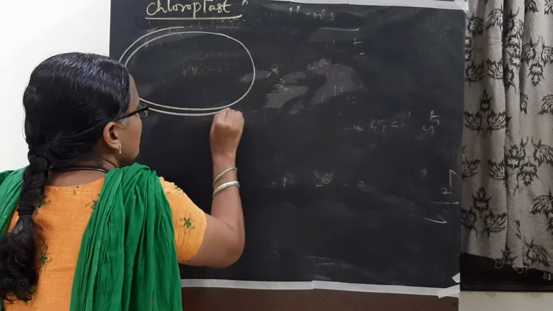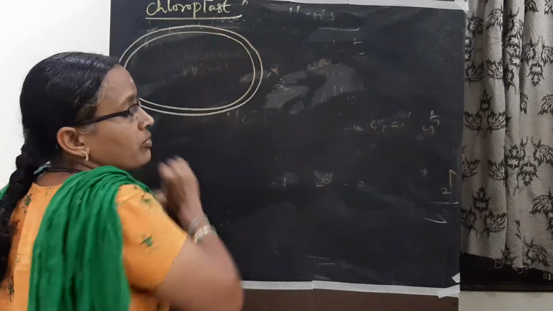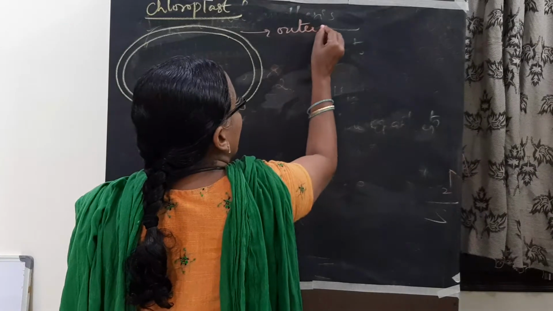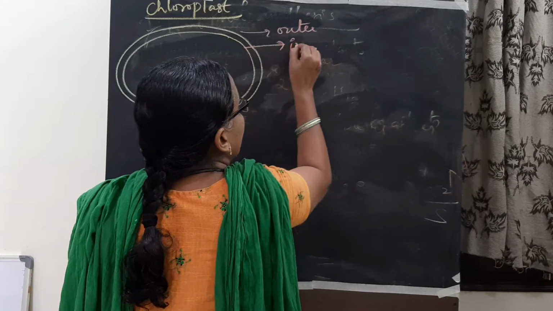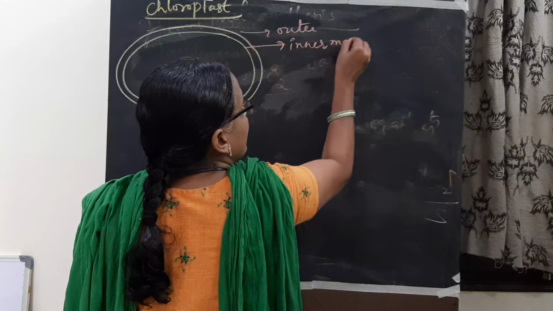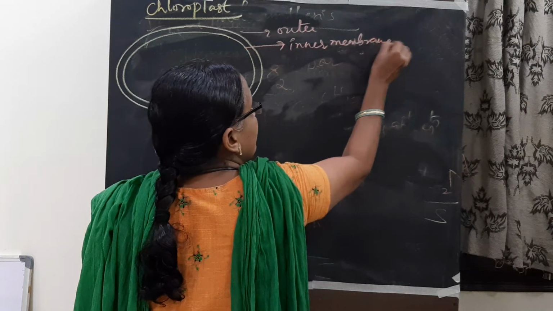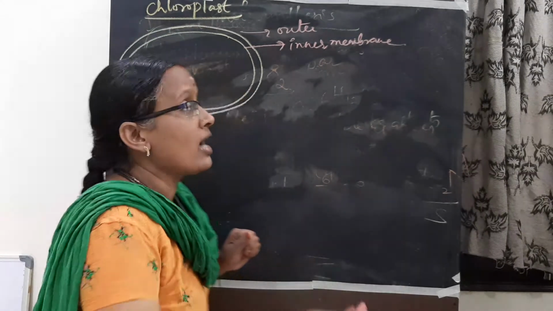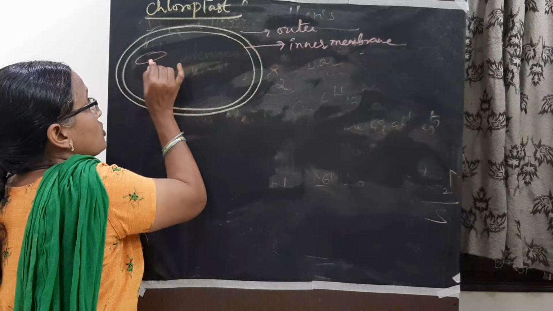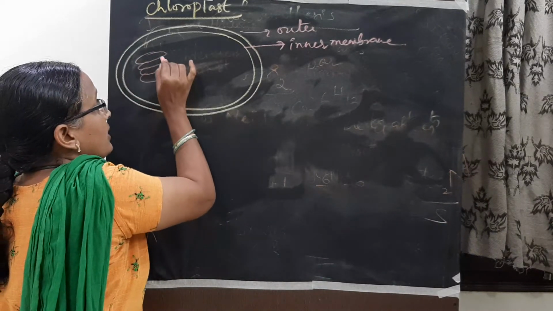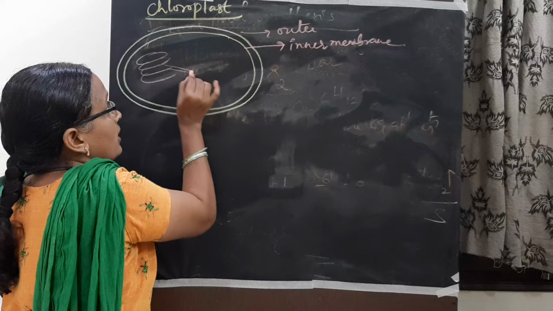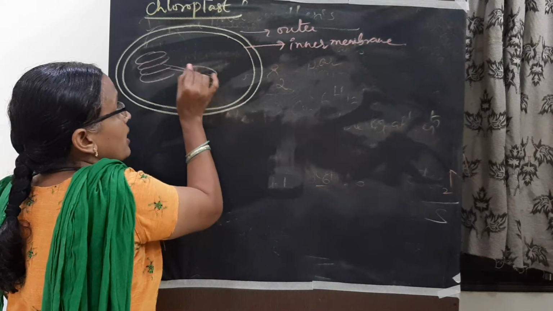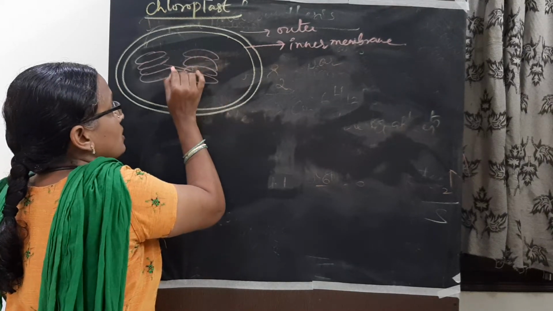You studied the structure of the chloroplast in the first year. The chloroplast is a double-membraned cell organelle having an outer and an inner membrane. Inside, we have sac-like structures. These sac-like structures are known as what?